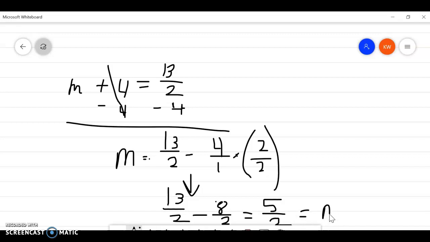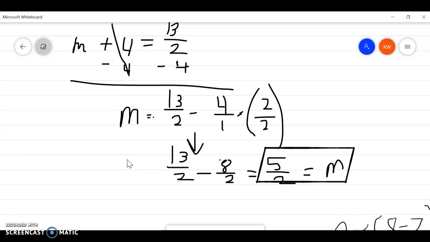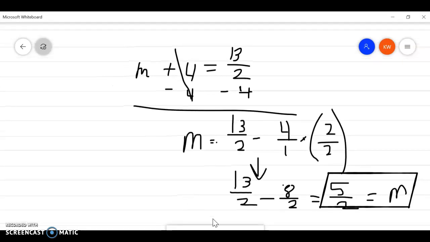Now, can you turn this into a mixed number? Sure, but I don't really need to go too hard in the paint with that unless I'm telling you. So this first one, m equals 5 over 2. So quite a little bit of work there.